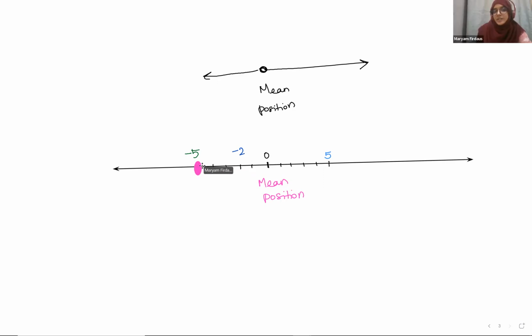9 units in the positive direction. Just count it. 1, 2, 3, 4, 5, 6, 7, 8, 9. Right? +4. Yes, +4. So Hiba is now at positive 4. So how can we calculate that?